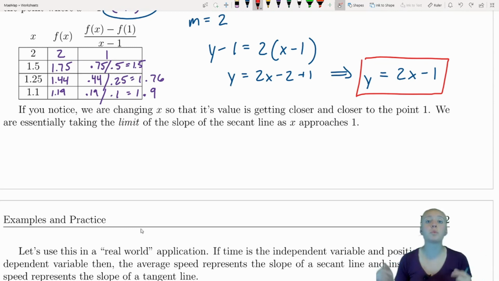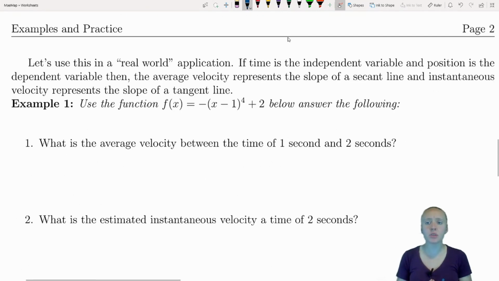But for now, let's do one more problem before we dive into actually figuring out what limits are and how to use them. So let's go ahead and use this in a real world application, like a physics application. If time is the independent variable, x or t, and position is the dependent variable on our graph, then the average velocity represents the slope of the secant line, and the instantaneous velocity, the velocity at that given point in time, represents the slope of the tangent line.